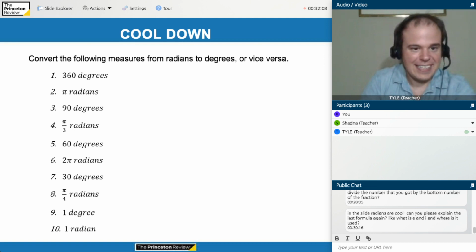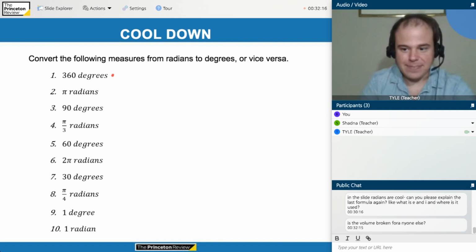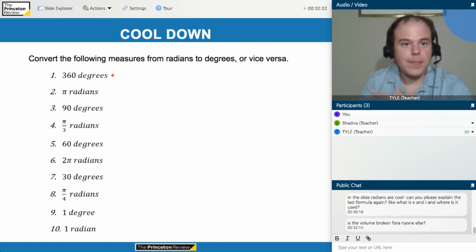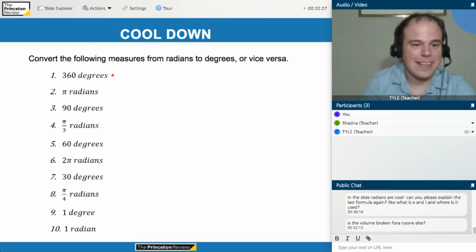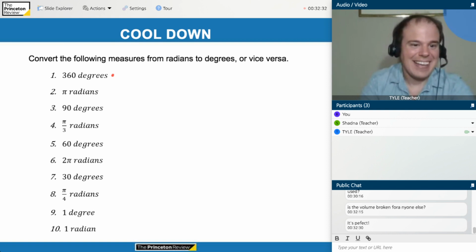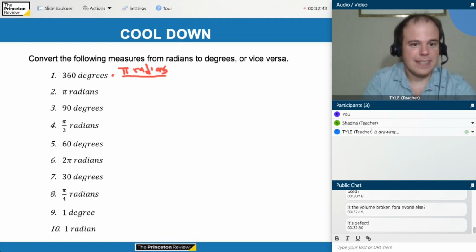Those were both great. So like before, we want to convert from degrees to radians. So I'm going to multiply by one of these ratios. Oh, somebody asked, is the volume broken? I hope that people can hear me, and that it's not super loud or super quiet. Keep comments about that coming into the chat if so. So, 360 degrees. Oh, it's perfect. Okay, great. So 360 degrees, I want to convert to radians. So I want radians on the top, pi radians, and that equals 180 degrees.